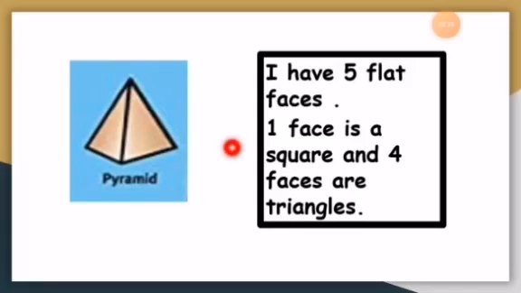Okay, look at this one shape. What is the name of this one shape? Pyramid. Let's read the properties. I have 5 flat faces. One face is a square and 4 faces are triangles. Yes, with the 5 flat faces, we can easily make the pyramid. One face is square and 4 faces are triangles. And this is a 3D shape.